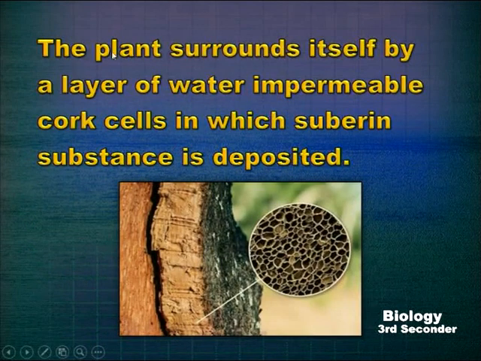Another example is where the plant surrounds itself with a layer of water impermeable cork cells in which suberin substance is deposited. Suberin is deposited inside the cork cells, which are present in the woody stem. So cork cells with suberin are present in woody stems.